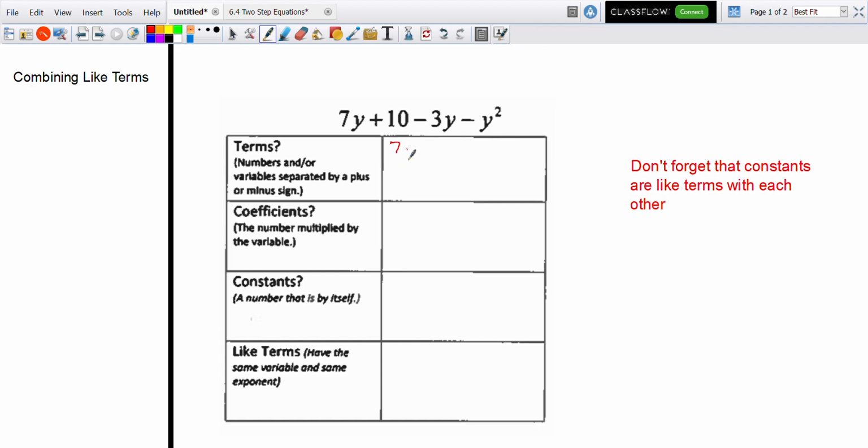You have 7y, the positive 10, that negative 3y, and then negative y squared. So there are 4, because these are the numbers and/or variables that are separated by a plus or minus sign. You can see when they're separated by the plus or minus sign, there are 4 different terms there: 7y, 10, 3y, and the y squared.